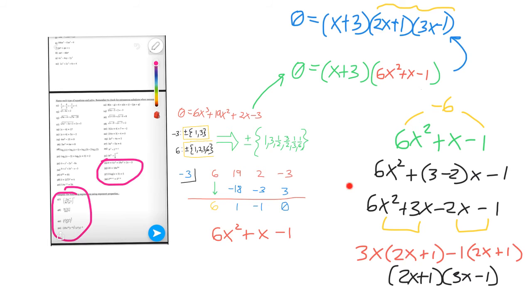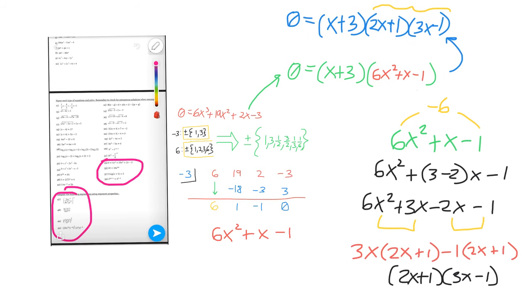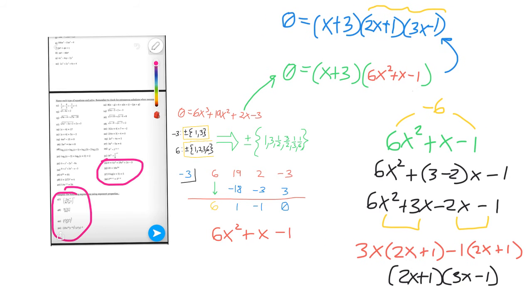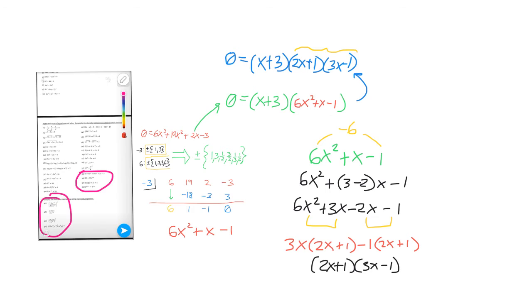And that's what we did, and here we are, okay? Now, in my opinion, it's very easy to know what the roots are. In fact, we already figured out the first root is negative 3, but we also know that negative 1/2 would work. We also know that 1/3 would work.